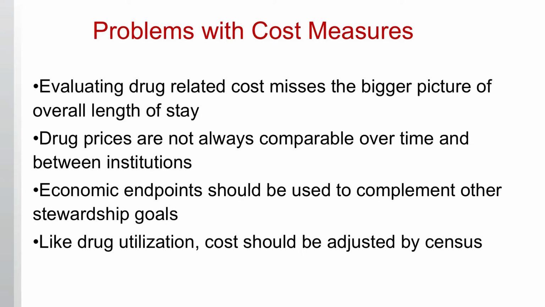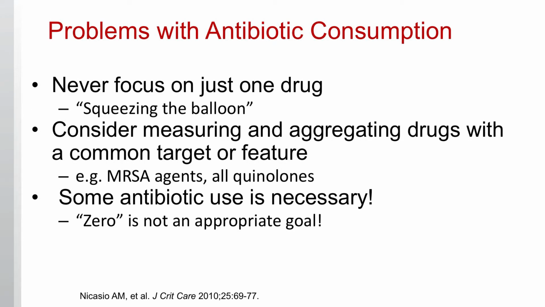These are hard to compare between institutions due to contracts as well. And then they should be adjusted by census too. So if you can compile your antibiotic spend and divide it by your patient days, at least you can compare it with yourself year to year and know how much you're spending per patient. With antibiotic use and consumption, I mentioned before, be aware of unintended consequences or squeezing the balloon as it's known.